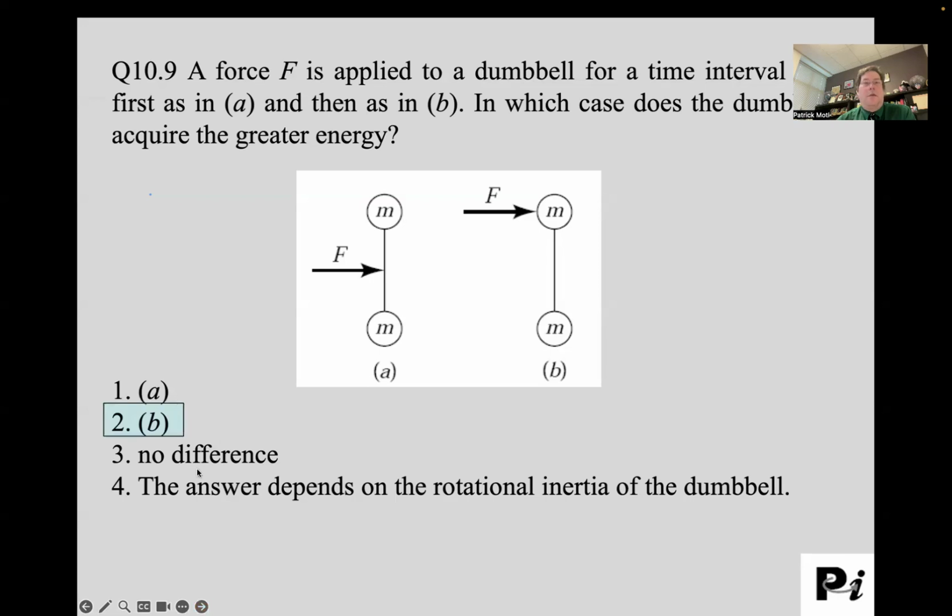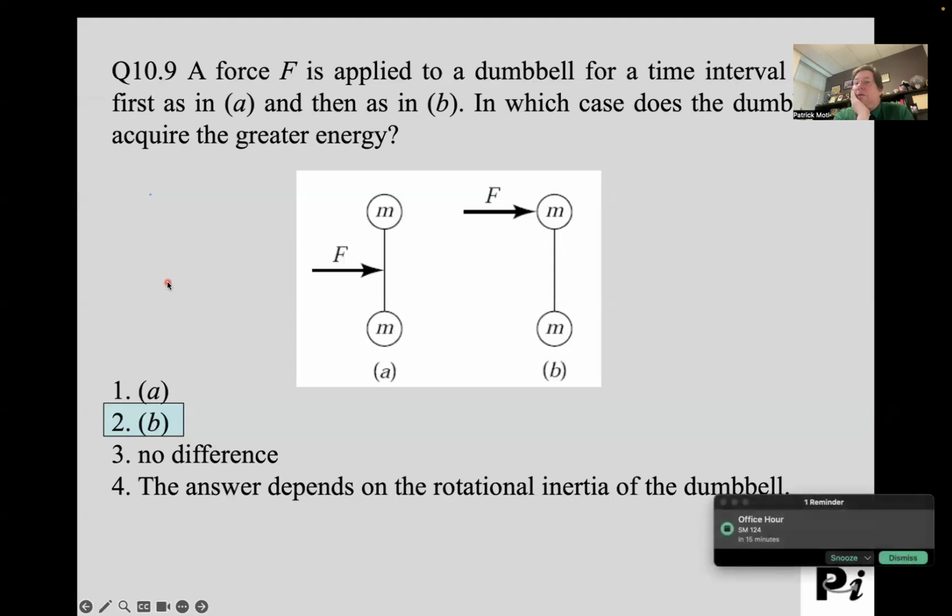All right, there's greater energy in case B, and this is the important point I'm trying to get to with this pair of questions. Forces don't get used up. Okay. If a force can change momentum, it changes momentum. If a force can cause a torque, it causes a torque. A force will do all the things that it can do. There's no conservation law for forces, they don't get used up.